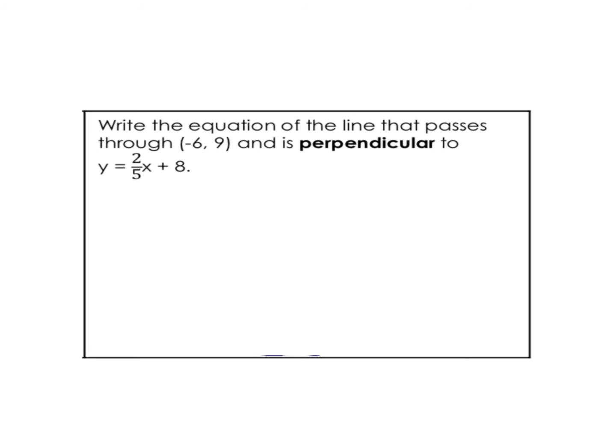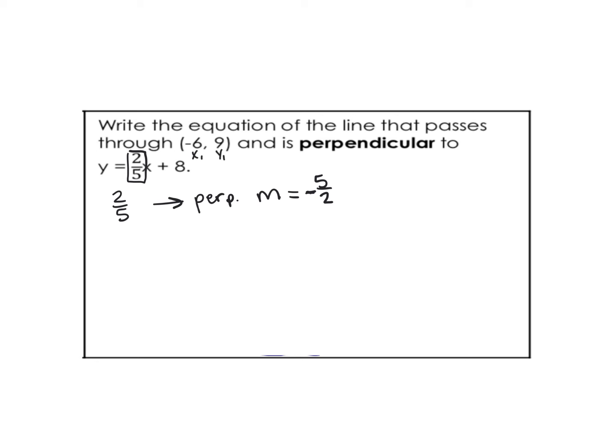Let's do another example where we have a perpendicular slope. We're going to write the equation of the line that passes through (-6, 9). I'm going to label that x1, y1, and is perpendicular to y equals 2/5 x plus 8. So here's my slope of the given line, 2/5. So for the perpendicular slope, we change the sign and flip the fraction. It's going to be 5/2 and make it negative, so -5/2.